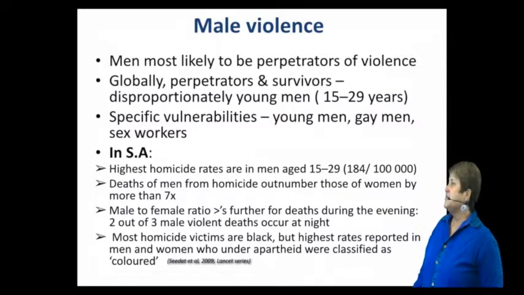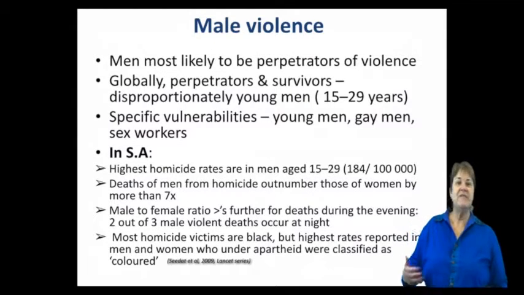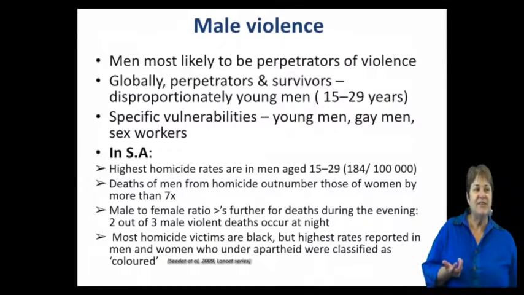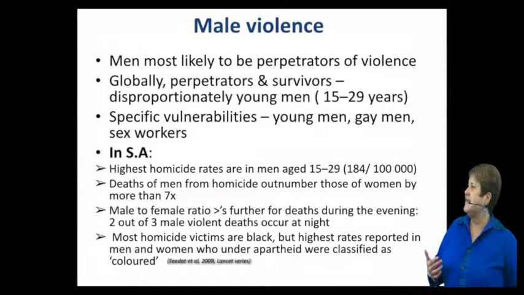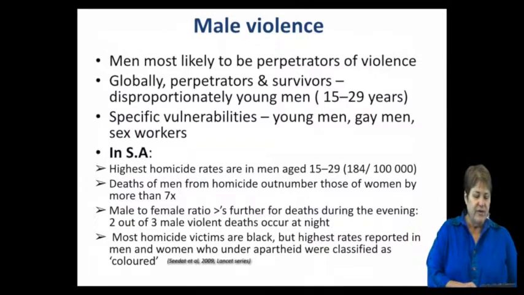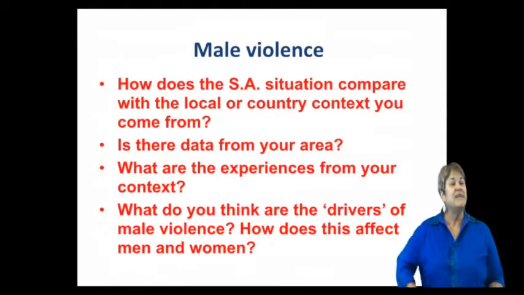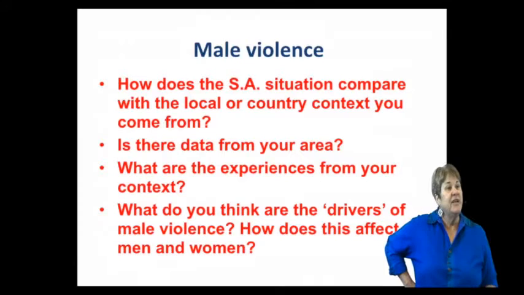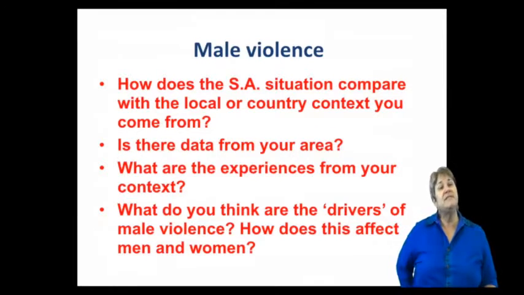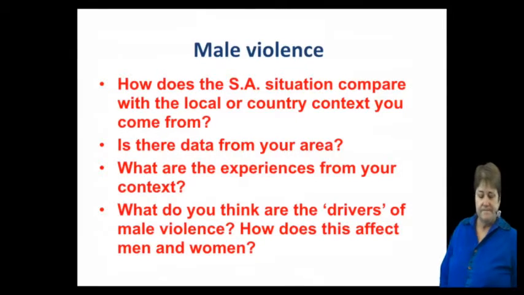In our region of the world and in South Africa, most of the homicide victims are black, but the highest rate reported in men and women is among those who under apartheid were classified as coloured, which means a particular thing in South Africa, people of mixed descent. That's where the highest rate is. And we can look at the reasons for that. Some of you come from areas where there's high gang violence, where there's a huge amount of disruption. The Group Areas Act in South Africa removed people from communities which were very functional to new communities. So we can look at some of the social determinants of what comes into play.